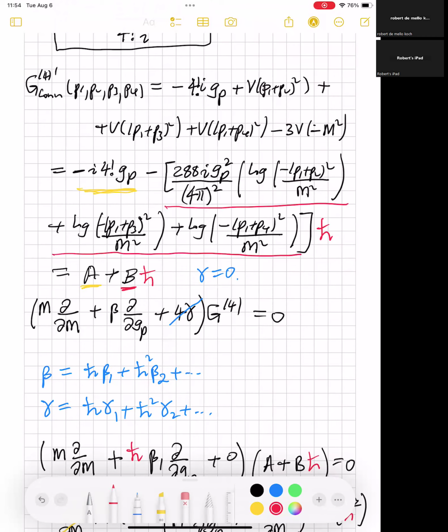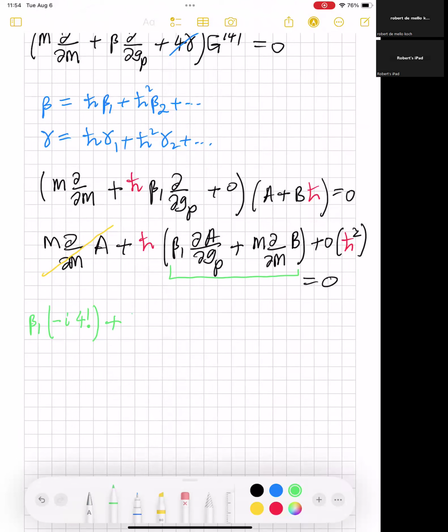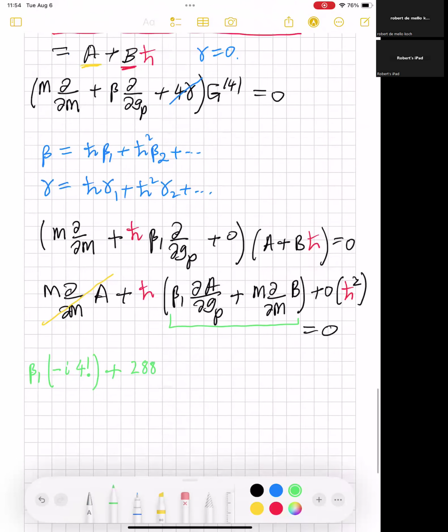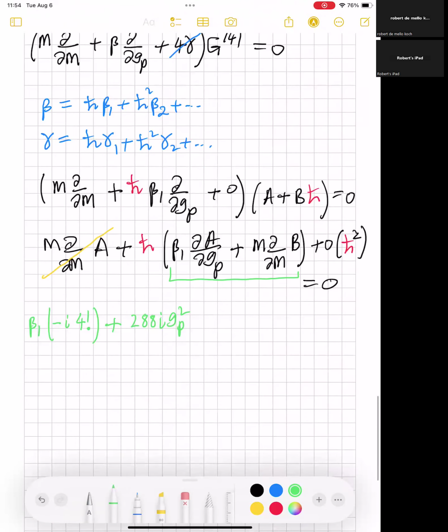So the first thing that I'm going to do is lift this constant from up front, okay? So we've got, what is it? It's 288 i GP squared, and this is over 4π squared, okay? Over 4π squared. Great. 288 i GP squared over 4π squared. Good. And now we've got the M d/dM.